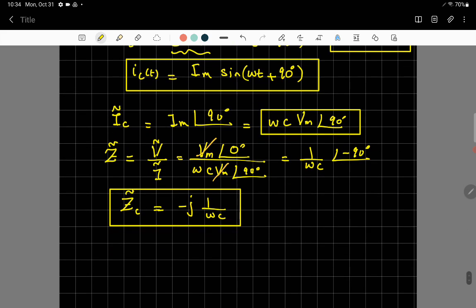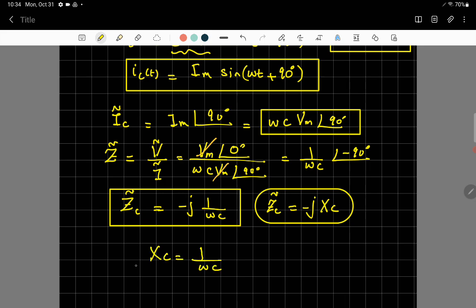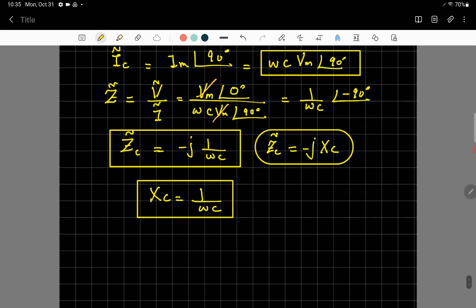Again, we'll do the same thing. If you'd like to write ZC without the minus j, you can write minus j Xc, right? In this case, what's Xc? Xc is equal to 1 over omega c. Interesting. It's different than the inductor. The inductor was directly proportional to the frequency, but now the reactance of the capacitor is inversely proportional.